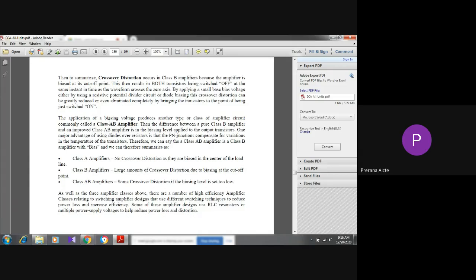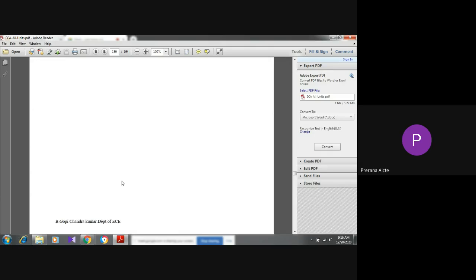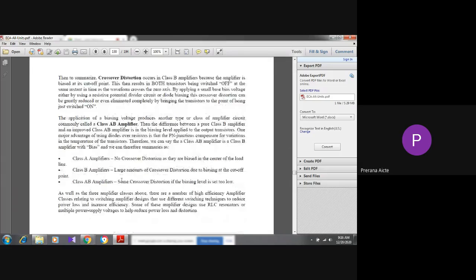And next, the application of a biasing voltage produces class AB, by using some biasing voltage. Then the difference between push-pull class B and push-pull class AB is the biasing level applied to the output transistors. See, all of this theory has very important points. Let's go through these points.